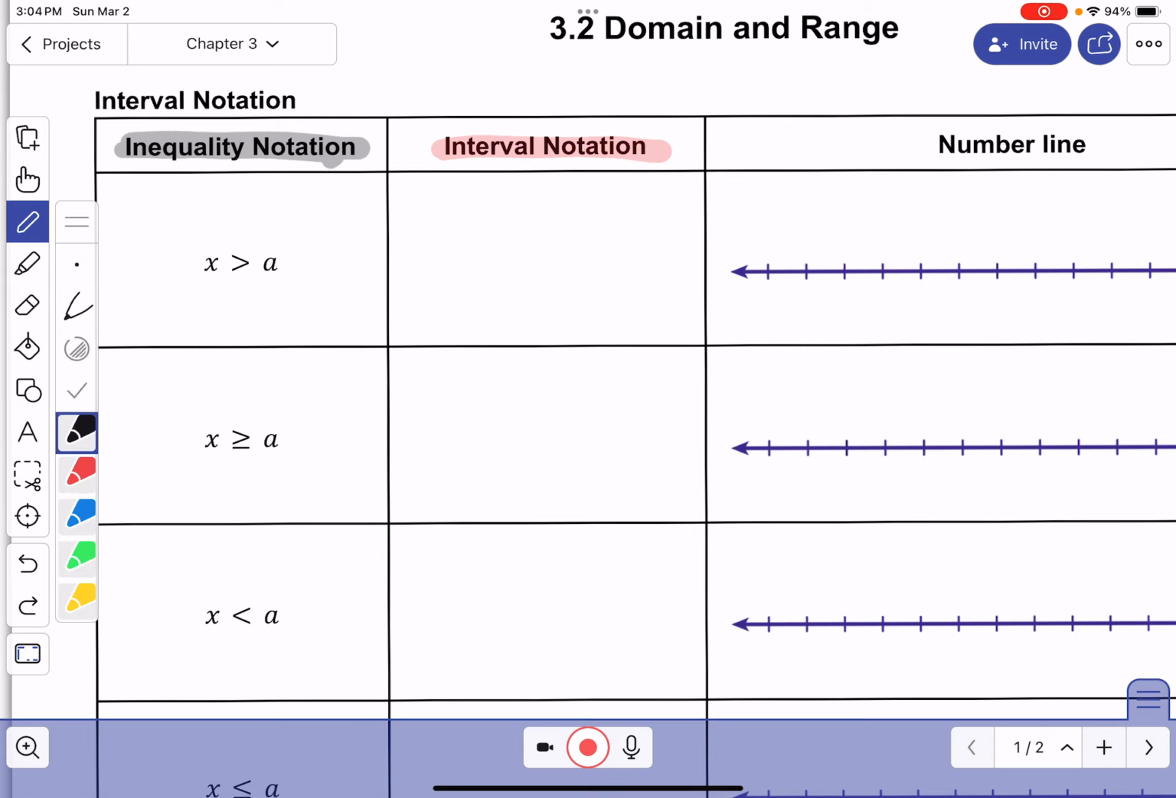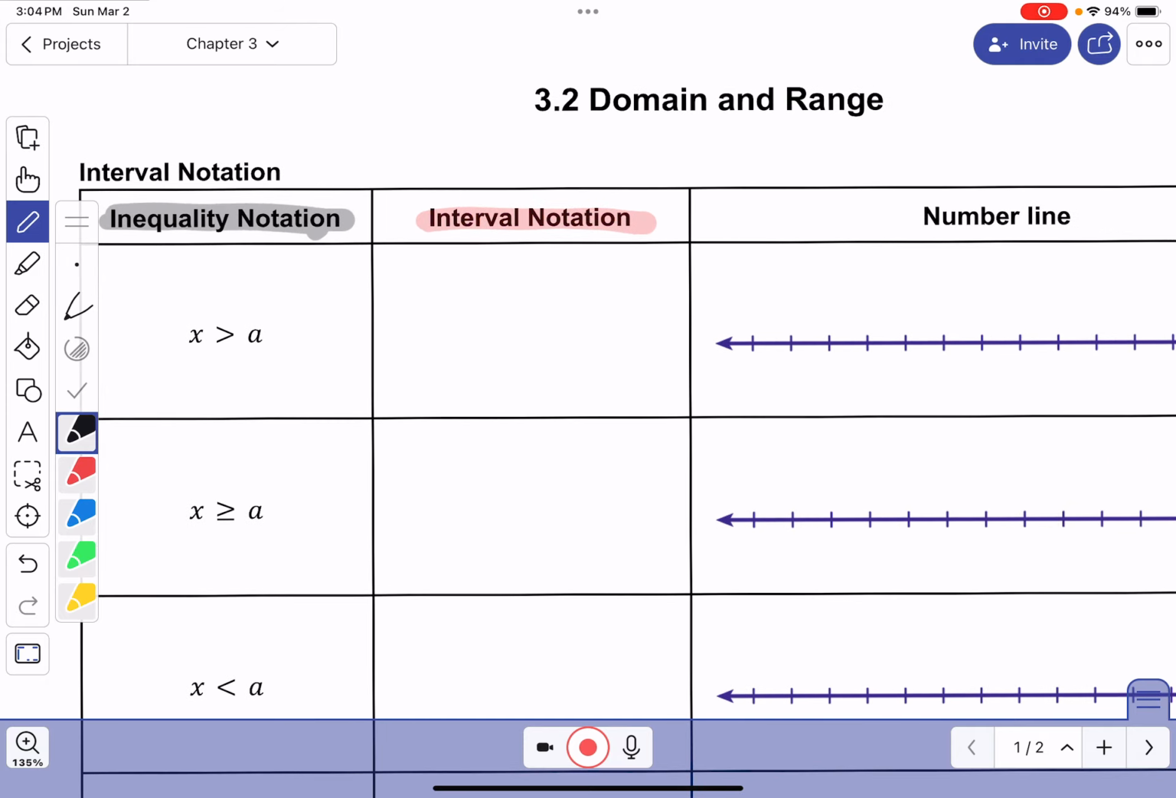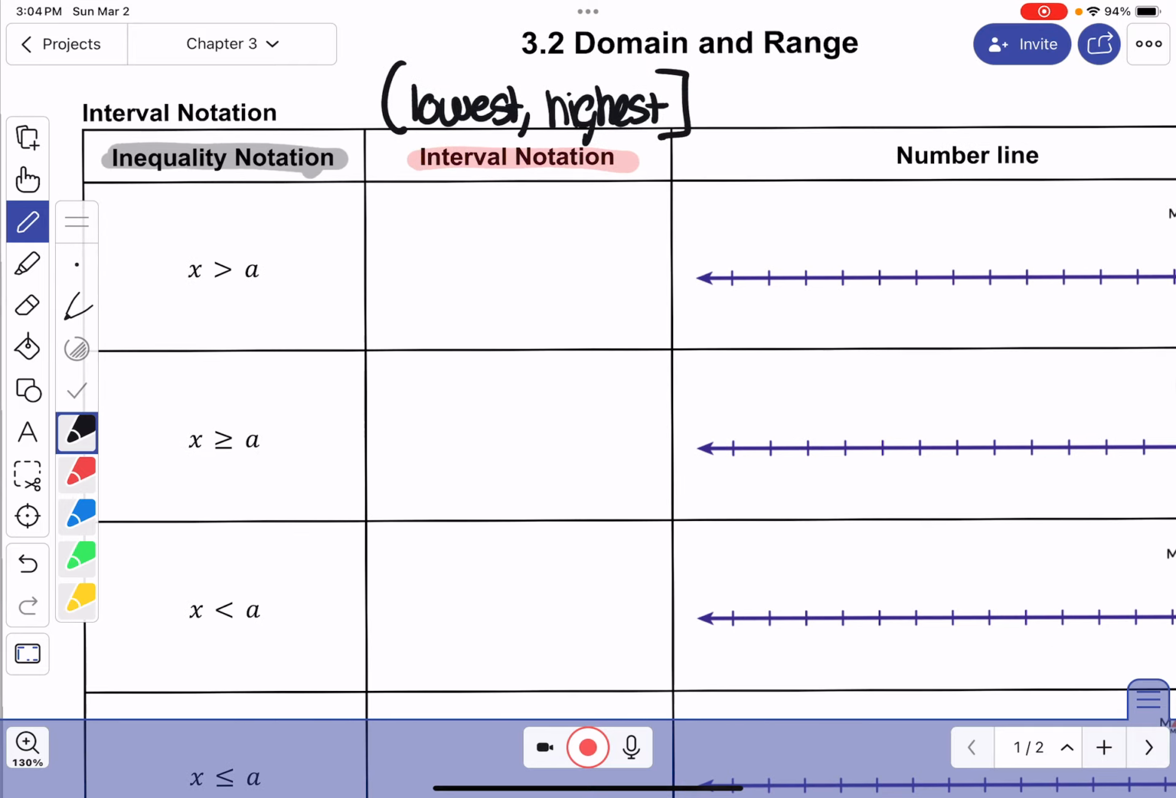But I have found that some people find interval notation much easier. So essentially, in interval notation, you're writing a coordinate and you're including the lowest possible value and the highest possible value. And then they're either going to have brackets or parentheses. And that's the difference between less than and less than or equal to.